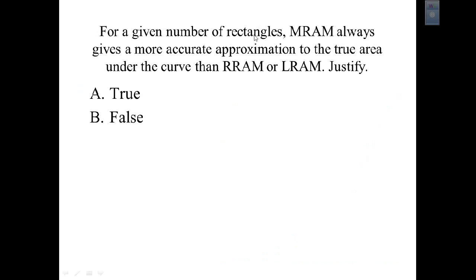All right, for a given number of rectangles, MRAM will always give a more accurate approximation to the true area under the curve than RRAM or LRAM. Now, guys, one of the things I have to warn you about, you have to be real careful. Anytime it says always, that should throw up a huge flag. Because if you can find one example where this is not true, then it's not always. So always is either really easy to figure out that yes, it's true, or really easy to figure out no, it's not. And it should be, because always means it's an absolute.